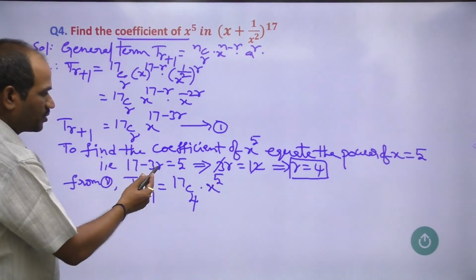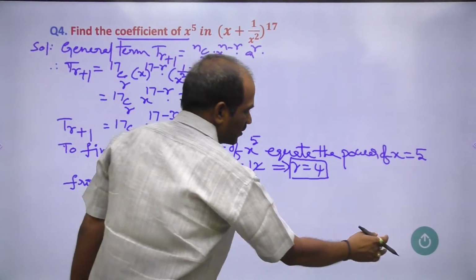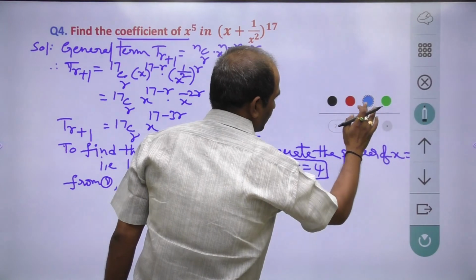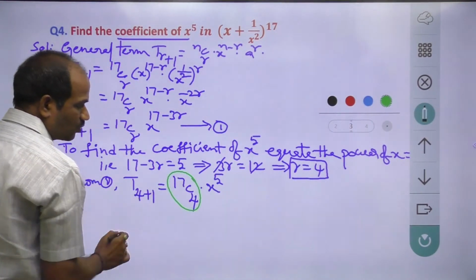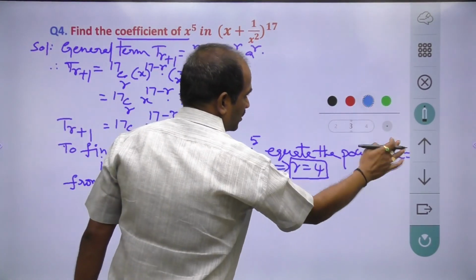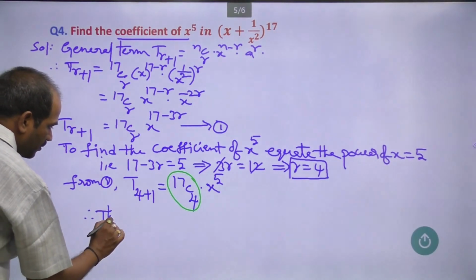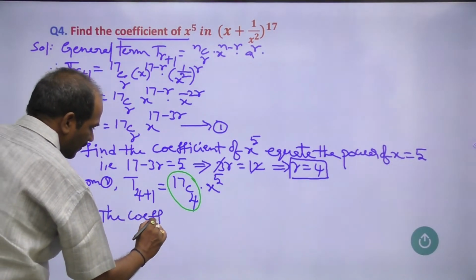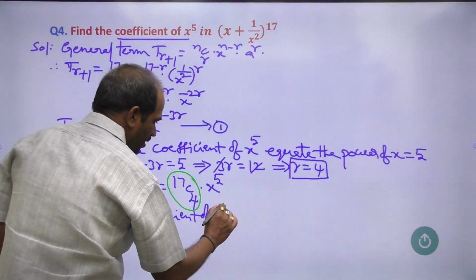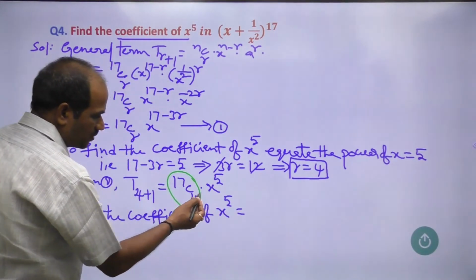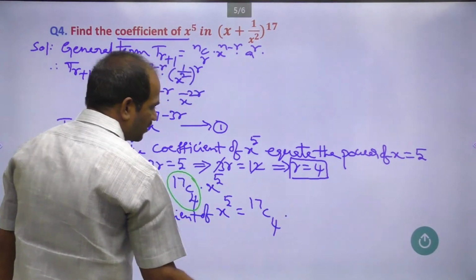In this problem, find the coefficient of x power 5. This is the coefficient. Therefore, the coefficient of x power 5 is 17C4.